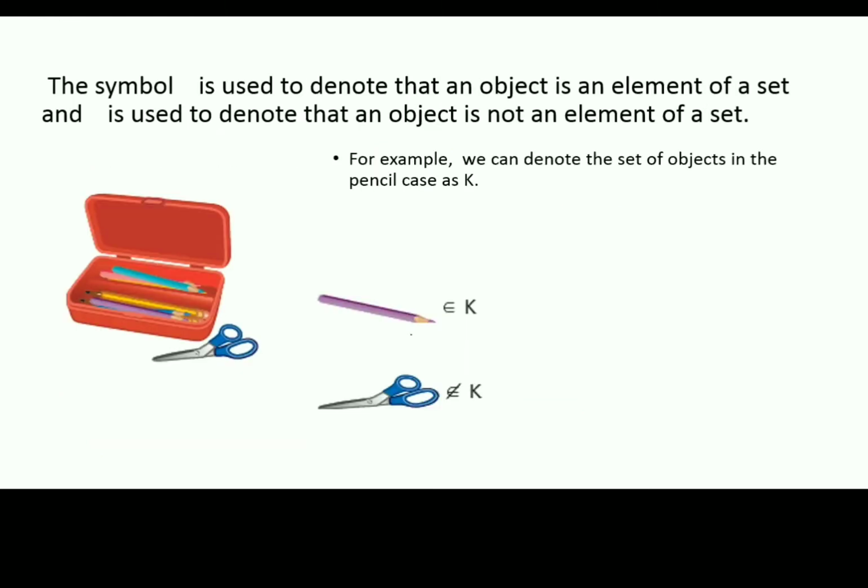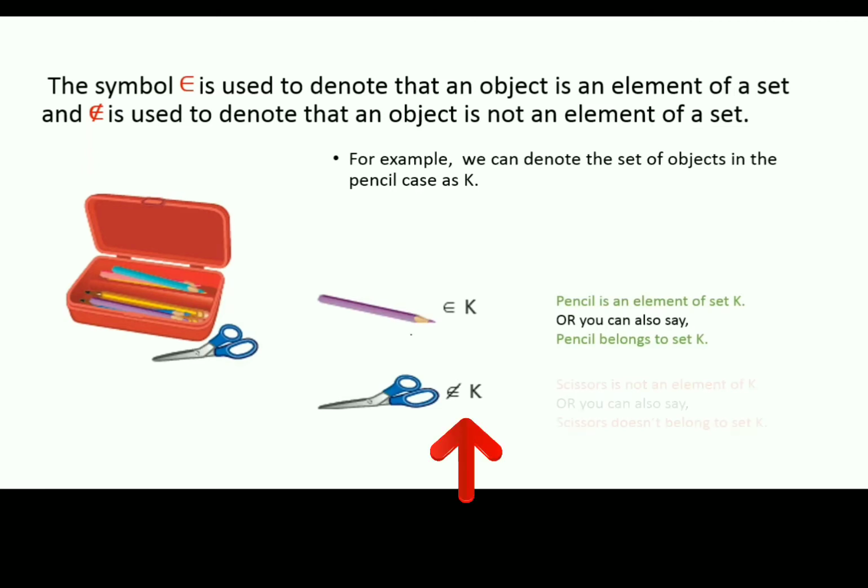We indicate the elements of a set with a symbol. This symbol is used to denote an object is an element of a set, and this symbol is used to denote an object is not an element of a set. For example, let's denote the set of objects in the pencil case as K. As you see here, the pencil is an element of set K, and the sizer is not an element of set K because it is outside. I can read here as the pencil is an element of set K, or the pencil belongs to set K. Also, I can read here as sizer is not an element of set K, or sizer does not belong to set K.